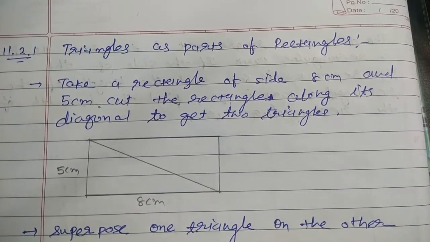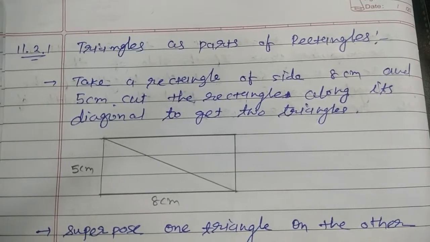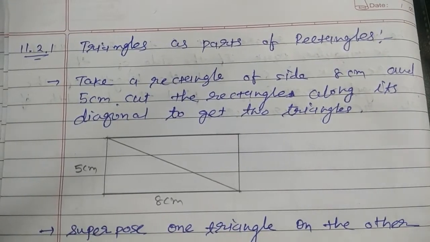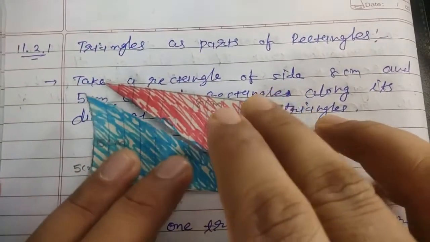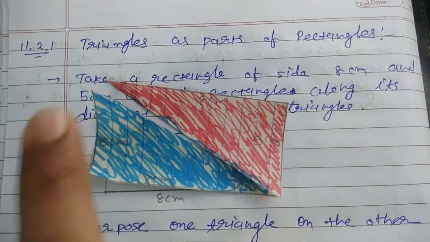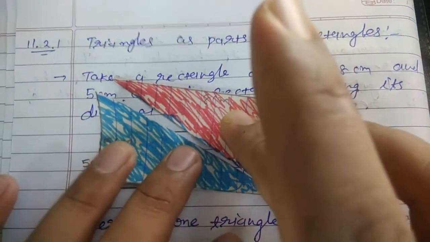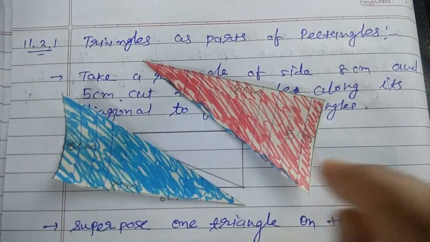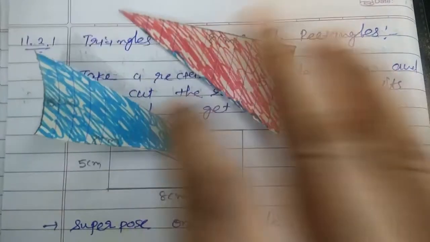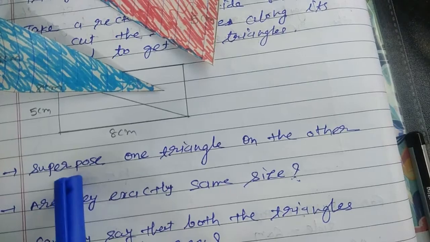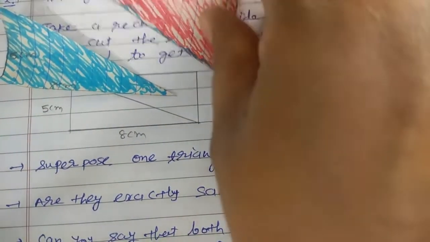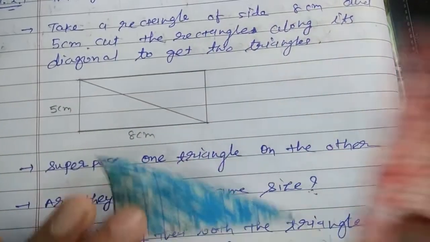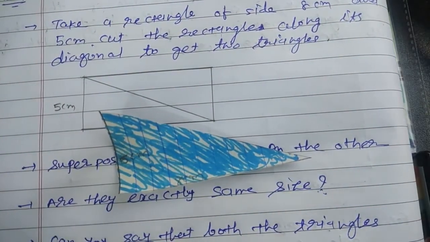So here we will take one rectangle. I have taken a rectangle having 8 cm length and 5 cm breadth and cut it along its diagonal. So now what we have to do here: superpose one triangle on the other. What is the meaning of superpose? We have to take one triangle and superpose it.